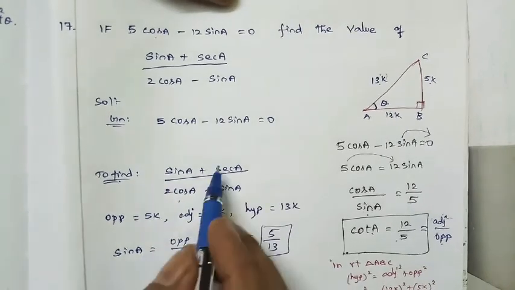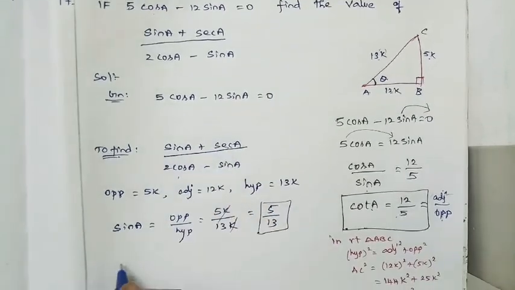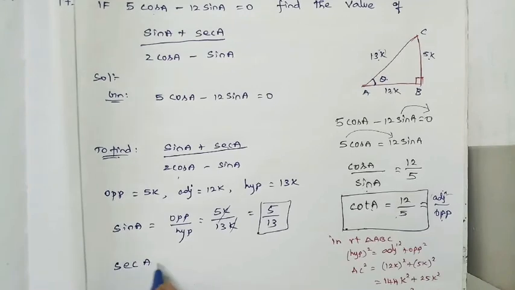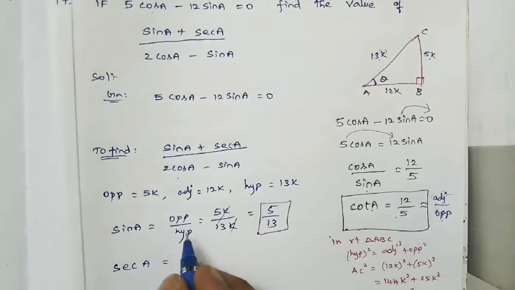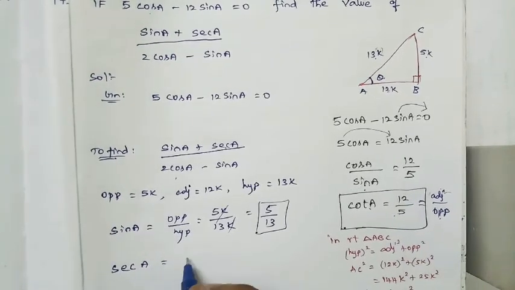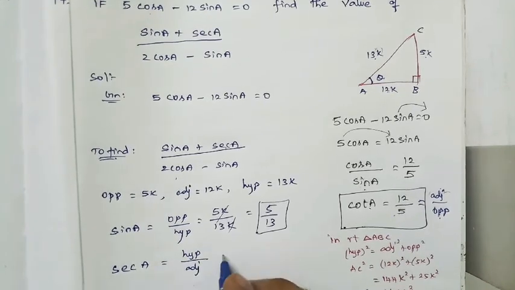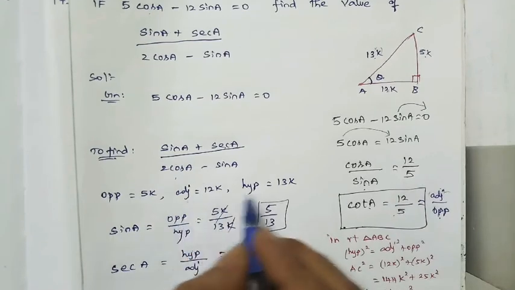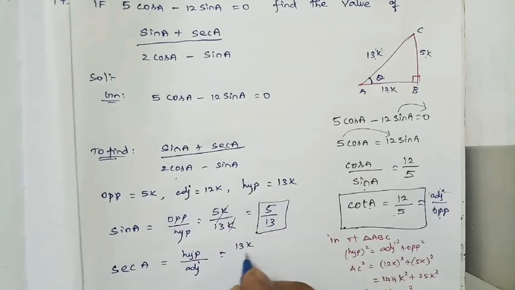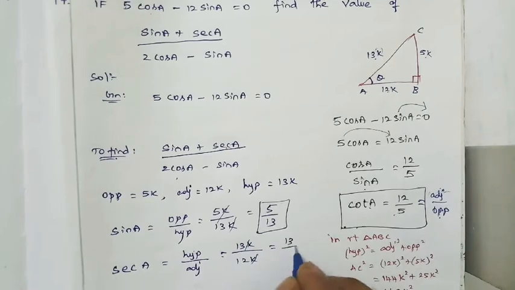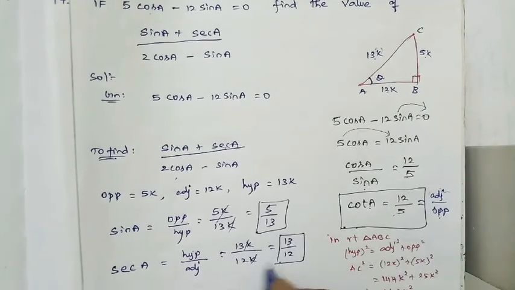Next, I am going to find the value of sec A. Sec A is nothing but 1 by cos A, but we can use the trigonometric ratio formula itself. Sec A is hypotenuse divided by adjacent side, which is 13k divided by 12k. K will get cancelled, so 13 divided by 12 is the value of sec A.